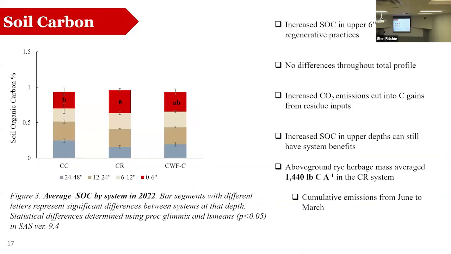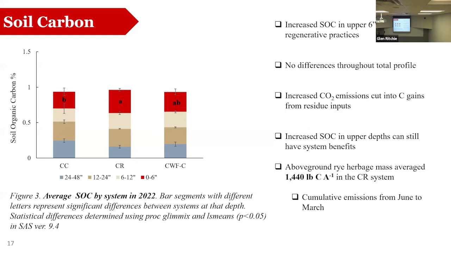Getting into some of our soil carbon data. So this is actually going to be the soil carbon data from those three systems. So conventional, the cover crop, and then the rotation. And what we see is that overall, we don't have a total profile difference. And this is going to be our soil organic carbon from 2022. But we do see differences up at the upper depths.